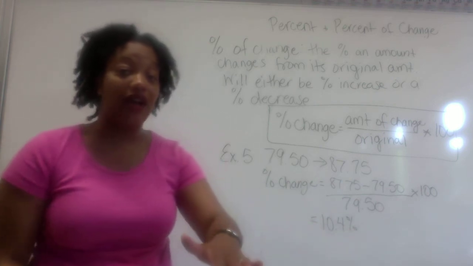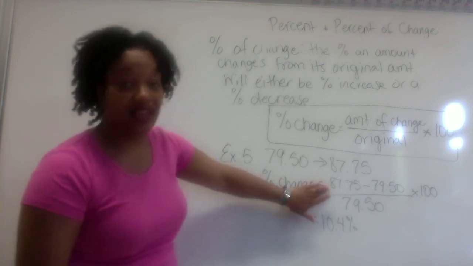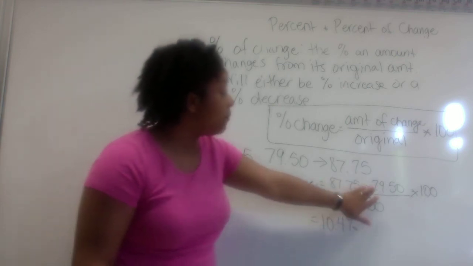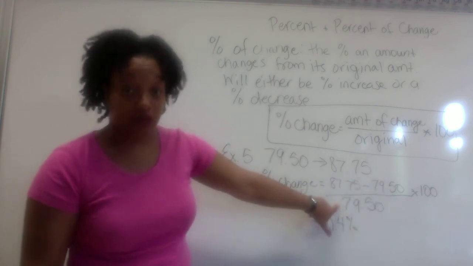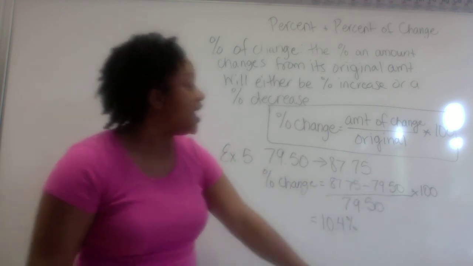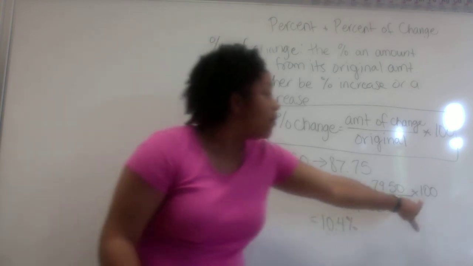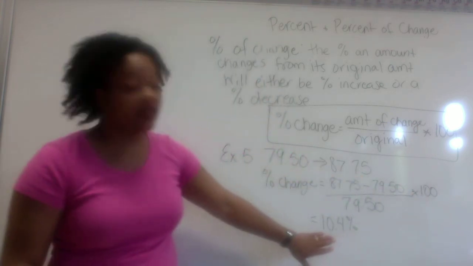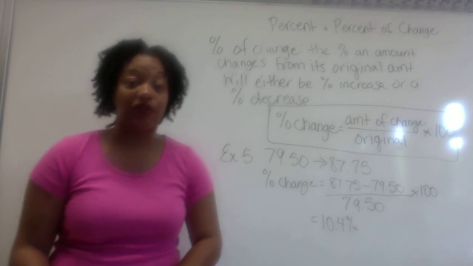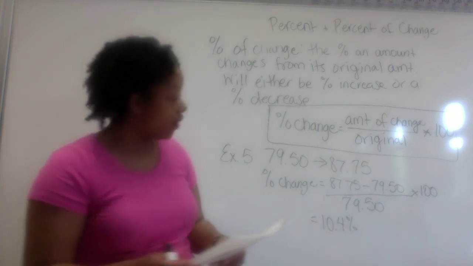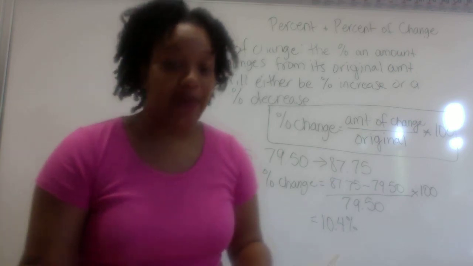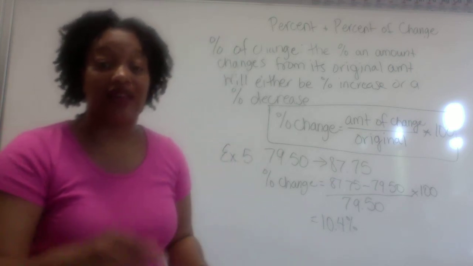So let me show you how I got that again. You're going to subtract 87.75 minus 79.5, get a number, divide it by the original, which is 79.5, and then whatever number you get, multiply by 100. You should see 10.4, and then you slap the percentage on. That's the percent increase. Okay? Now, I'm going to stop the tape, and then we're going to do the next two example problems together.